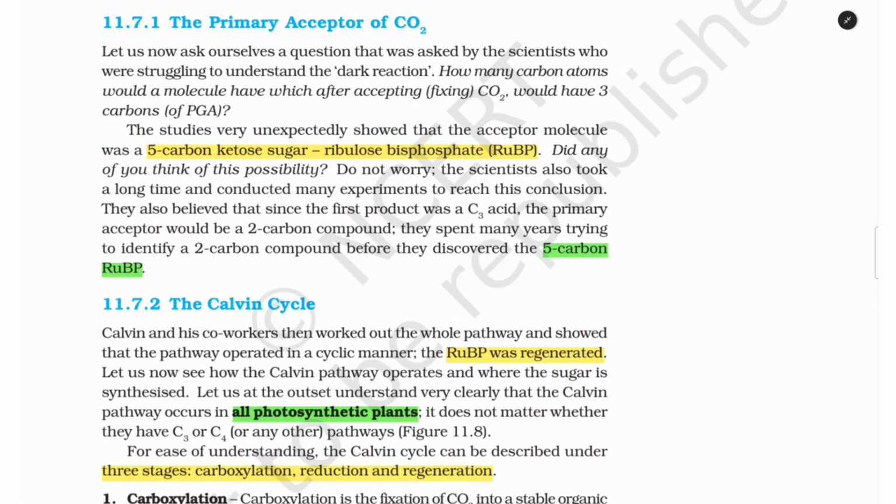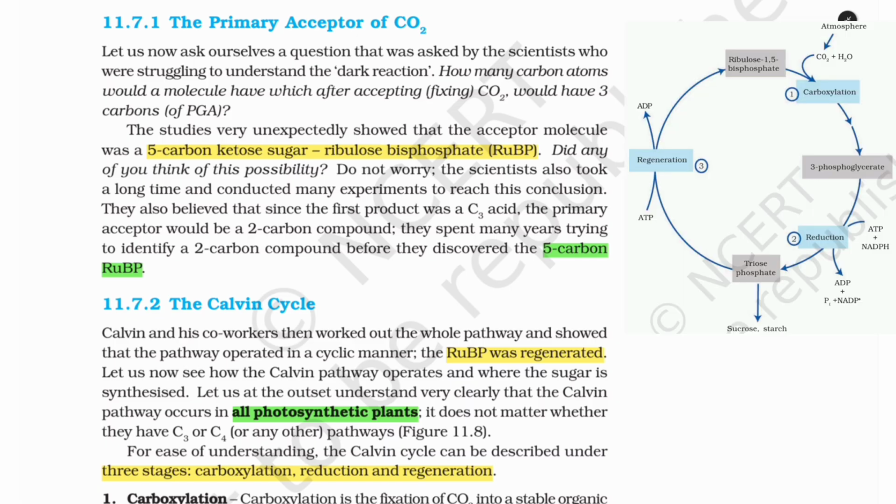11.7.1 The primary acceptor of CO2. Let us now ask ourselves a question that was asked by the scientists who were struggling to understand the dark reaction. How many carbon atoms would a molecule have which, after accepting, that is fixing CO2, would have 3 carbons of PGA? The studies very unexpectedly showed that the acceptor molecule was a 5-carbon ketose sugar, that is ribulose bisphosphate, RUBP. Did any of you think of this possibility? Do not worry, the scientists also took a long time and conducted many experiments to reach this conclusion.